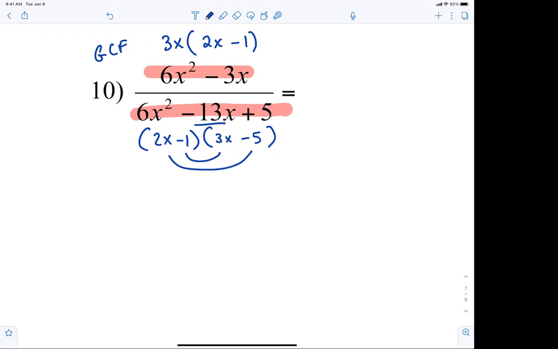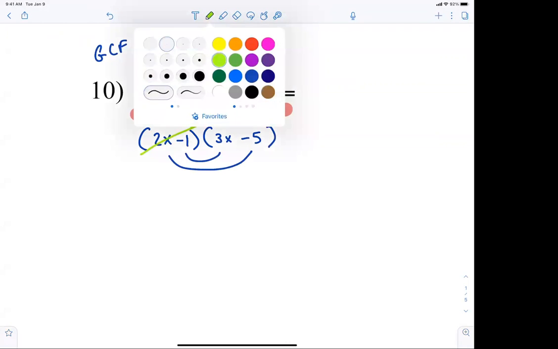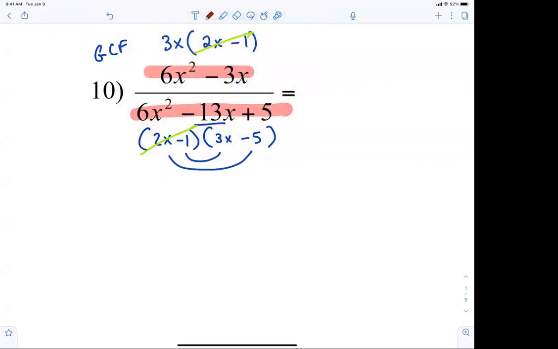All right, so now we have to do what? Cross out 2x minus 1, 2x minus 1. And then we are left with 3x over 3x minus 5. Can I reduce the 3x and the 3x? Definitely not. Things bounded by addition and subtraction, you cannot reduce.